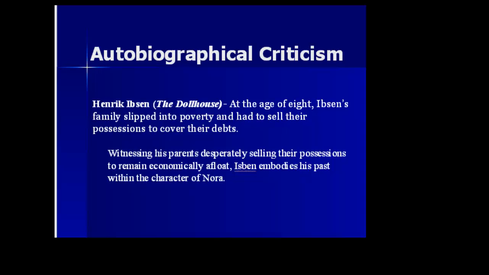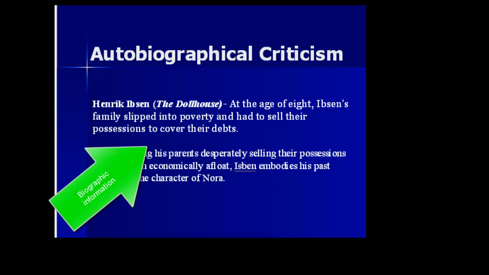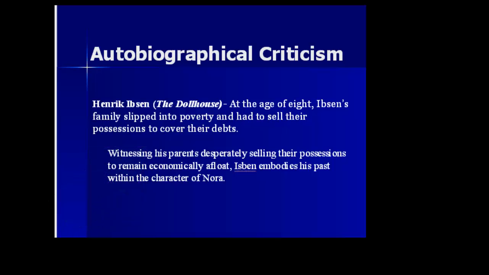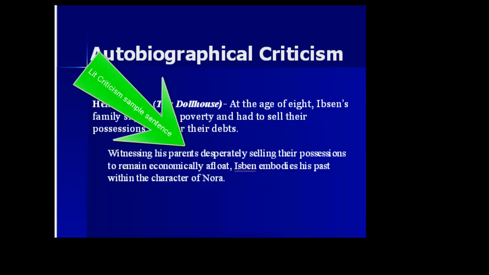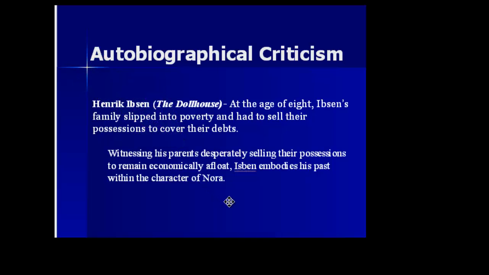So you can take a look at the example. Here you can see that Henrik Ibsen, we know that at the age of 8 his family slipped into poverty, and so you might be seeing up at the top there what he actually went through, or the autobiographical factor. And then if one is writing a literary criticism using autobiographical criticism, then the person might write something like, here, witnessing his parents desperately selling their possessions to remain economically afloat embodies his past within the character of Nora. So this would be an example of an autobiographical criticism line.